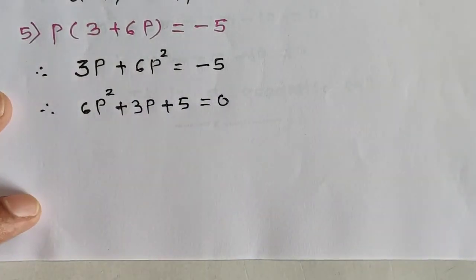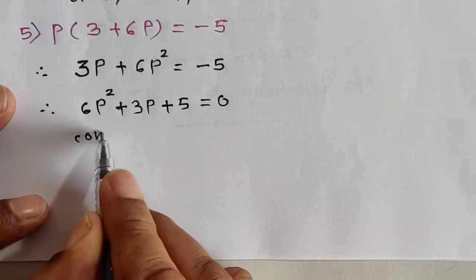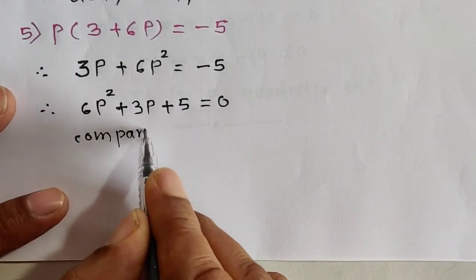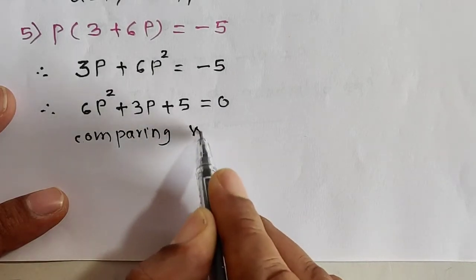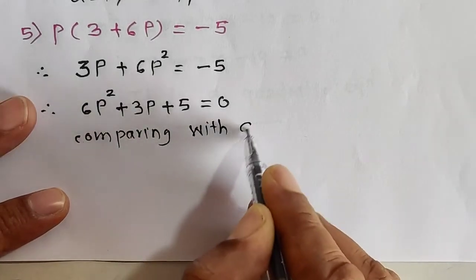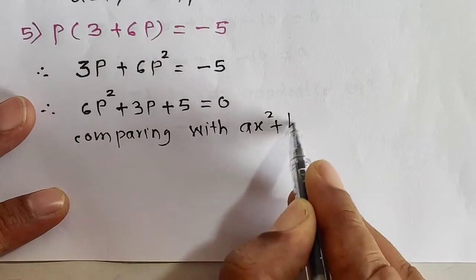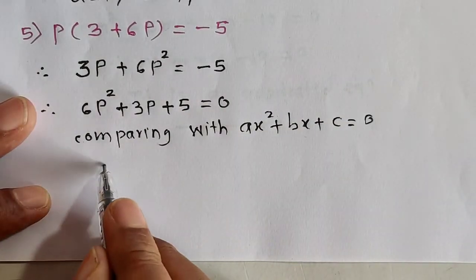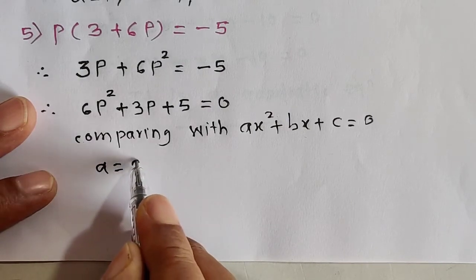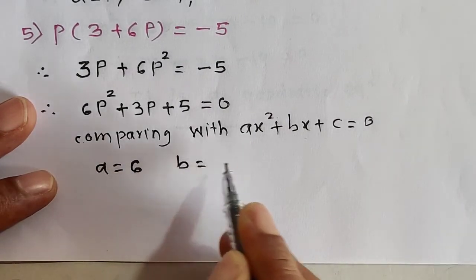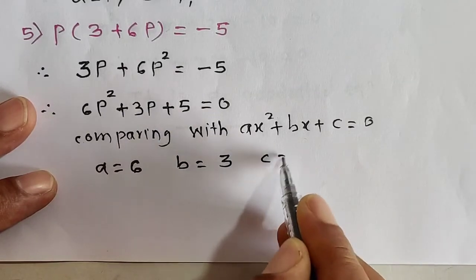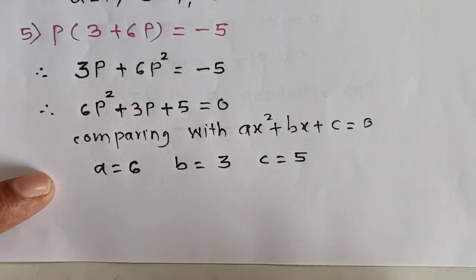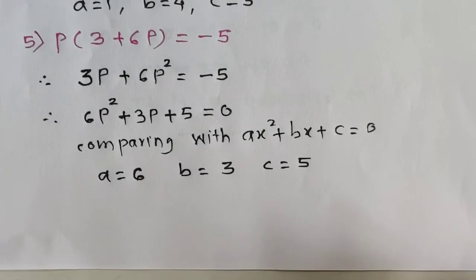Now compare this, comparing with ax square plus bx plus c is equal to 0, we get a is equal to 6, b is equal to 3 and c is equal to 5. So this is also for 1 mark. Compare and write the value of a, b, c. So that is also the simple part.